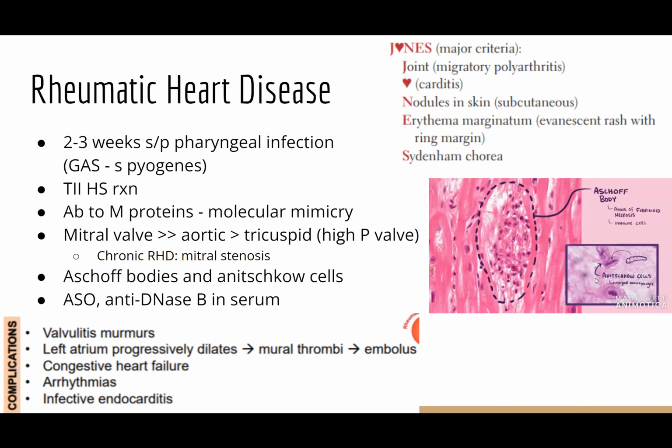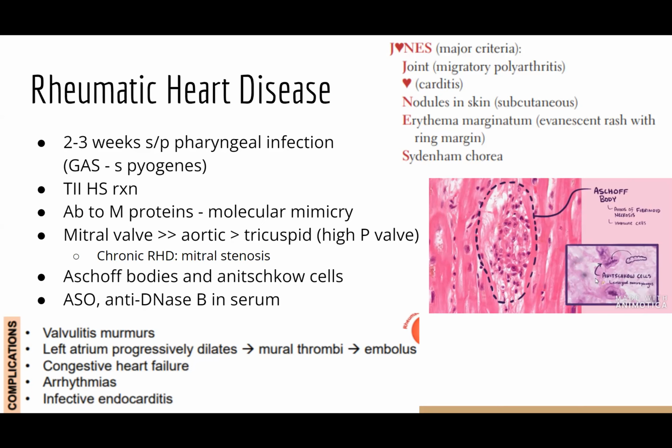The mitral valve is the most commonly affected, then aortic and tricuspid. If you have chronic rheumatic heart disease, you can end up with mitral stenosis. Remember I told you histo is your friend in year 2, so Aschoff bodies and, I don't know how to pronounce that, but I put a picture I found on Google on the right.